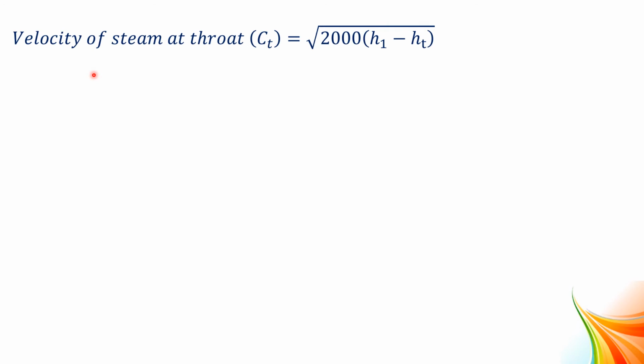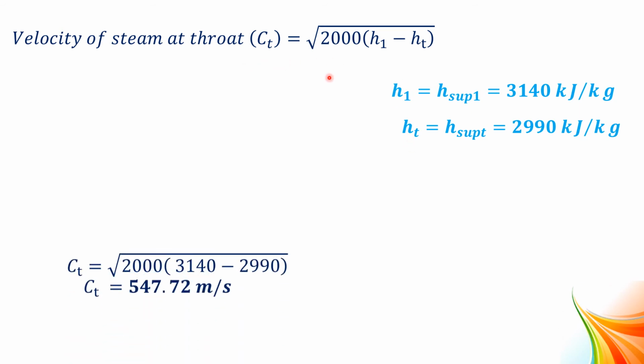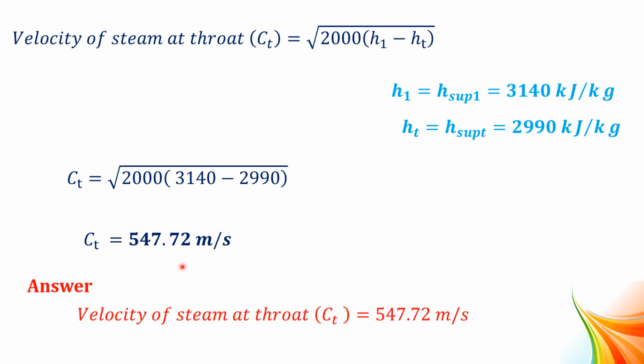Now we have to find out the velocity of steam at throat, Ct. Ct equal to square root of 2000 into (H1 minus Ht). H1 and Ht values we have obtained from the Mollier diagram. Now substituting these values in this equation, we get the velocity of steam at throat Ct equal to 547.72 meters per second. So velocity of steam at throat equal to 547.72 meters per second.